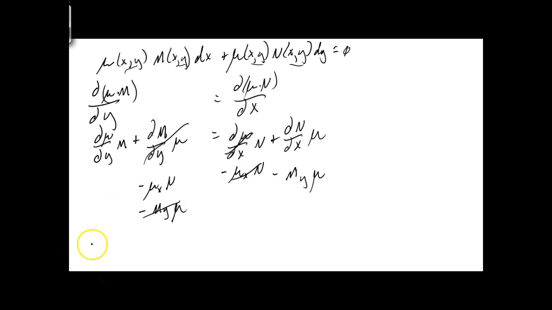So what we have here is mu sub y M minus mu sub x N. Right-hand side is N sub x mu minus M sub y mu. What's that? Is the subscript...? The subscript is partial with respect to. So this is partial with respect to y of mu. This is partial of mu with respect to x. Here's the partial of N with respect to x. And there's the partial of M with respect to y. Okay, so this has the mu's, this has the partial with mu's.